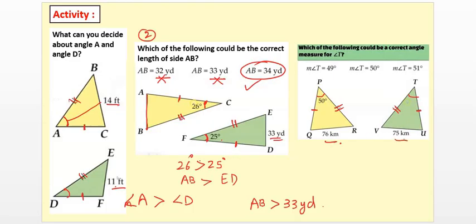So 75 is less than 76. That means angle T will be less than angle P. Clear? It will be less than angle P. So if it is less than angle P, what could be the possible measurement? Can it be 51? Can it be 50? No, it has to be less than 50. So the correct option is angle T equals 49 degrees. Clear?